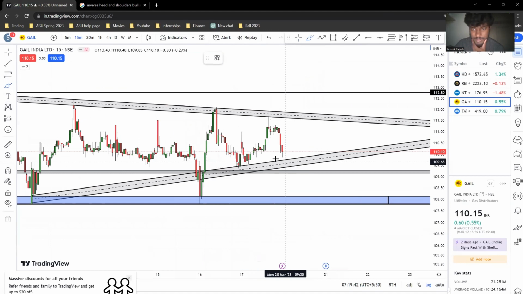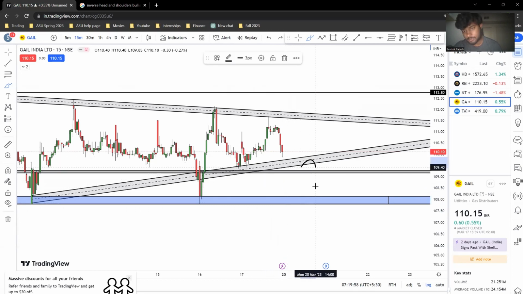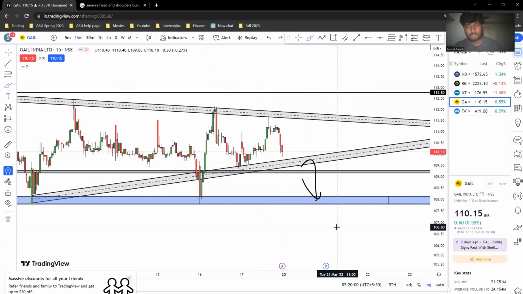So if this level breaks out, again, red candle, keep your stop loss above this level or this level, and this can be your main target. If it breaks out a little too much somewhere here, wait for a retest and then take up the trade for this target.